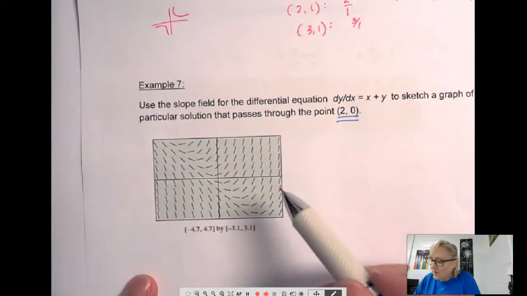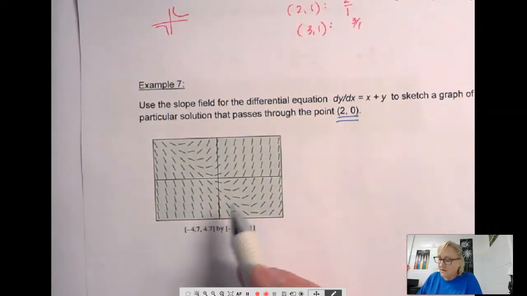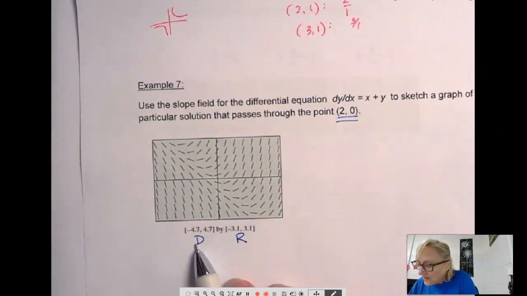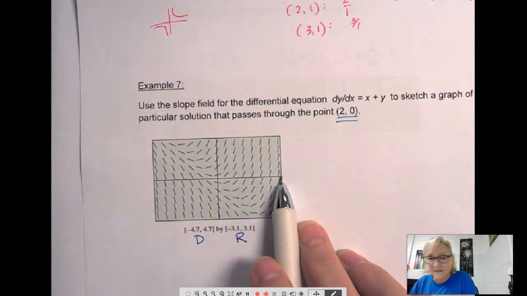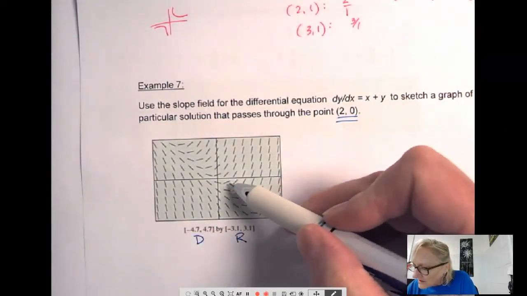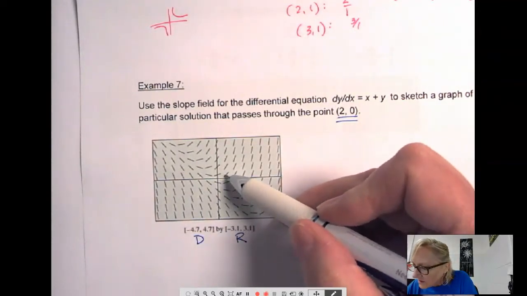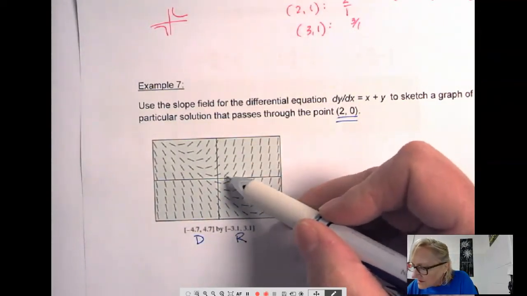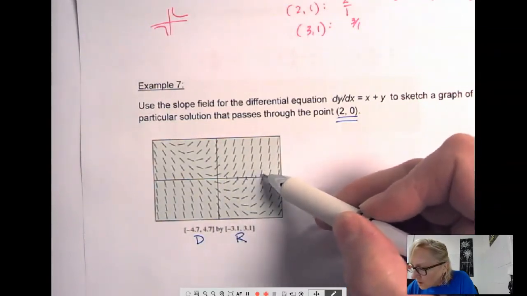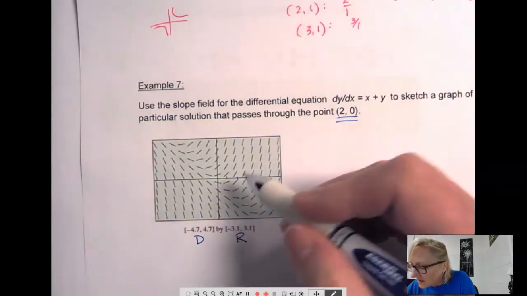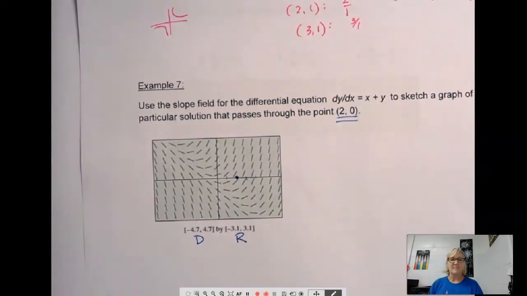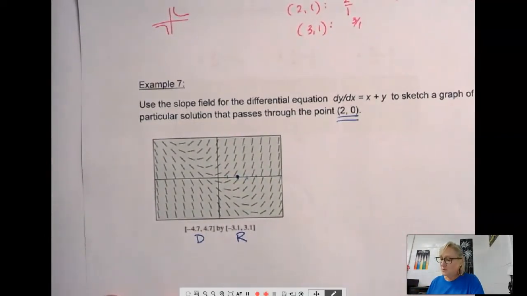Okay, so let's see where the point 2, 0 is. Looking at your scale, remember this is domain, this is range, and I want to find 2, 0. So if this is going out to 4.7, that's a strange number, and -4.7. So let's see, this looks like maybe, see how there's kind of a column here? I'd say that's probably 1, 2, 3, 4, oh, I don't know. All right, I'm going to guesstimate 2, 0 about there. Okay, that's about as accurate as I can do based on what I'm given.